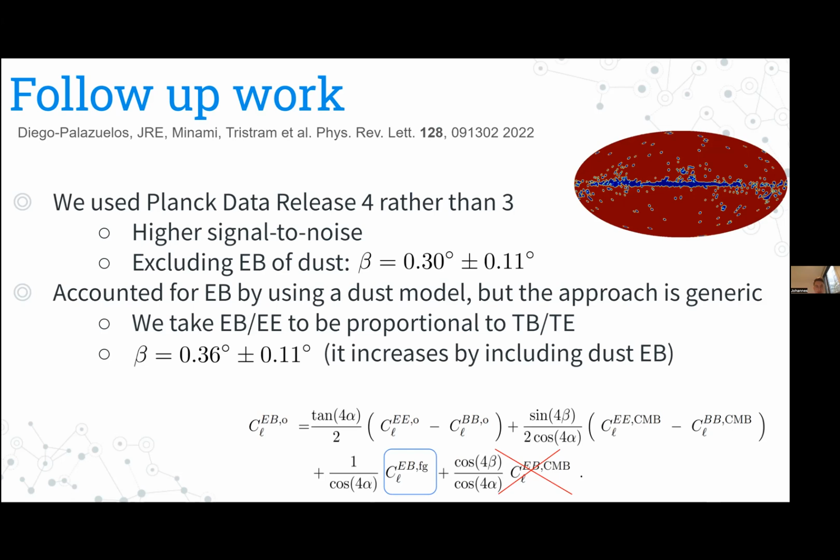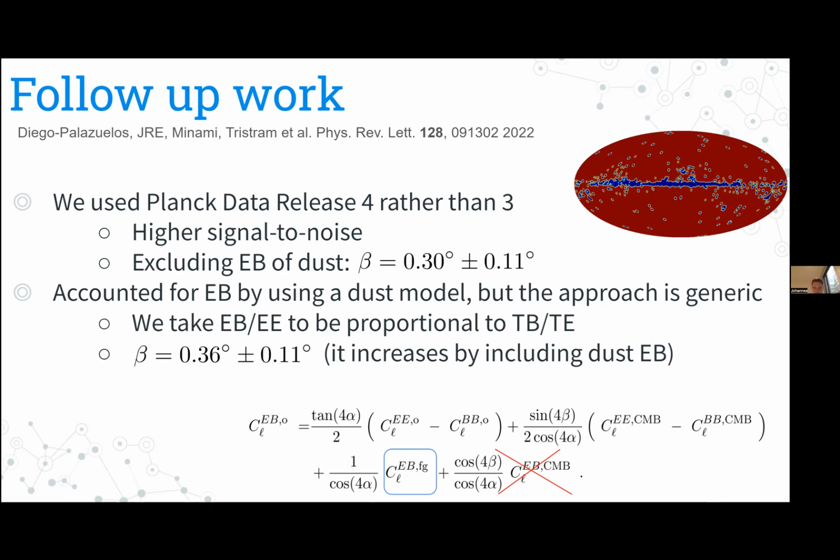So after this paper came out, I came on board and we wrote a new paper where we looked at Planck data release 4 rather than 3. Planck data release 4 has higher signal to noise. And so by excluding dust, doing exactly the same thing as Minami and Komatsu had done, we found this value right here, which slightly increased the statistical significance.